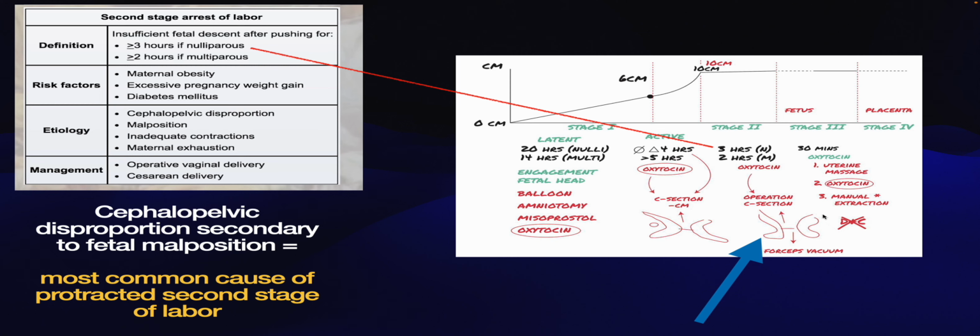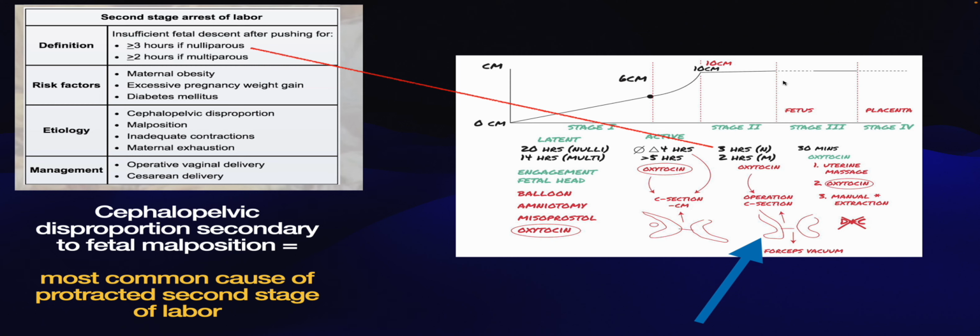This is the same image that we've seen before. We're pushing for 3 hours in nulliparous or 2 hours in multiparous, and not making meaningful fetal descent or any progress in that regard. We can go ahead and give oxytocin, but at the end of the day, with a negative fetal station it's more than likely going to be an operative C-section, or with a positive fetal station past the ischial spines of the presenting part, perhaps a forceps or vacuum-assisted vaginal delivery.